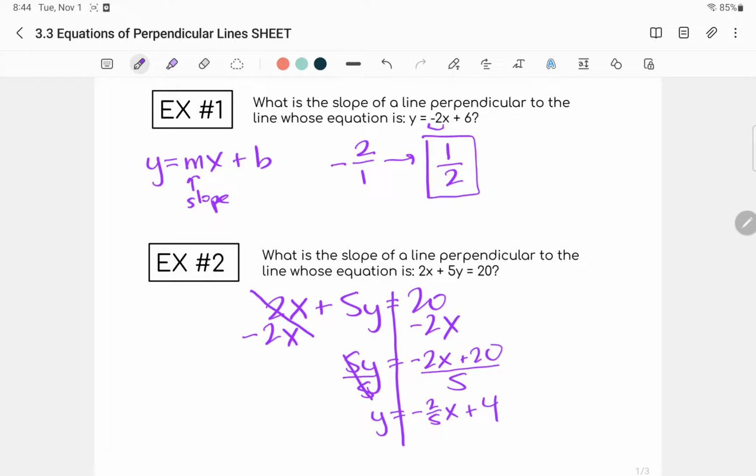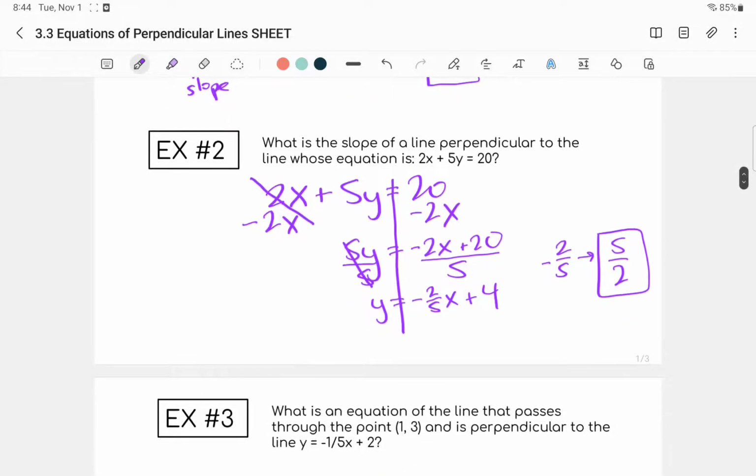So now that my equation is in slope-intercept form, I'm going to take the opposite and the reciprocal. So -2/5, let's start with the reciprocal. That becomes 5/2, and then negative becomes positive. So it's just 5/2, or 2.5. So that is my slope.